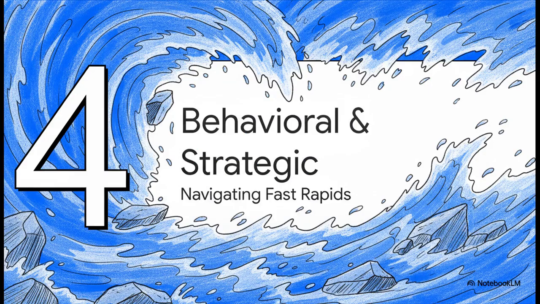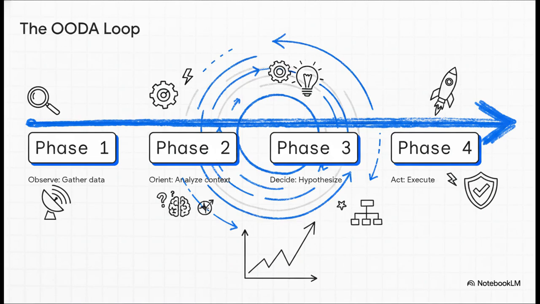Which brings us to Section 4, Behavioral and Strategic Frameworks, Navigating the Fast Rapids. A famous example here is the OODA loop, developed by the military strategist John Boyd. It stands for Observe, Orient, Decide, and Act. It's not about spreadsheets. It's a continuous, rapid-fire cycle. Think cybersecurity, emergency response, intense business competition. The core idea is that whoever can cycle through this loop the fastest completely outmaneuvers their opponent. It prioritizes sheer agility and continuous learning over waiting around for perfect data.